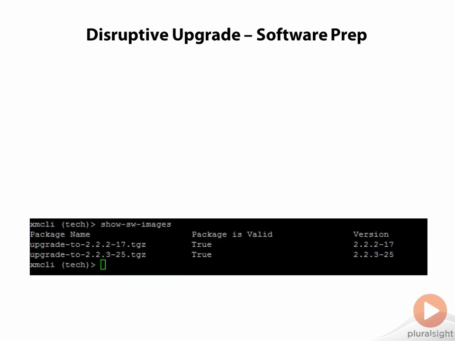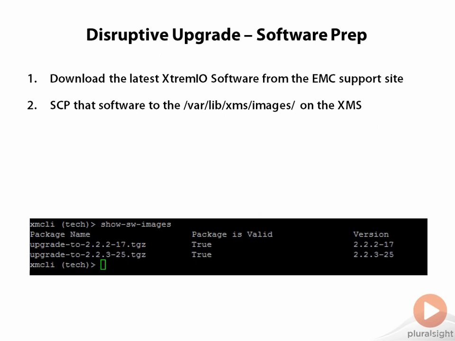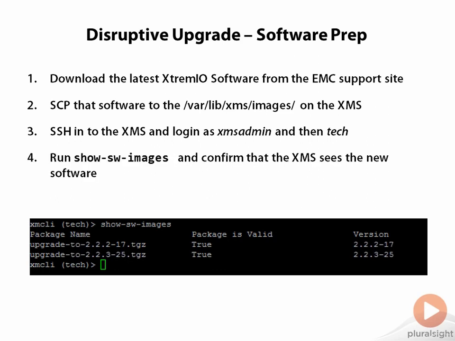So, software prep before you do a disruptive upgrade. Download the latest XIO software from the EMC support site. SCP that software to the var lib XMS images directory on the XMS, kind of like we did when we did an initial build. SSH and log in as xmsadmin and then tech, and then run the show sw images command and confirm that the XMS sees the new software. Again, we did all this when we originally built the cluster.